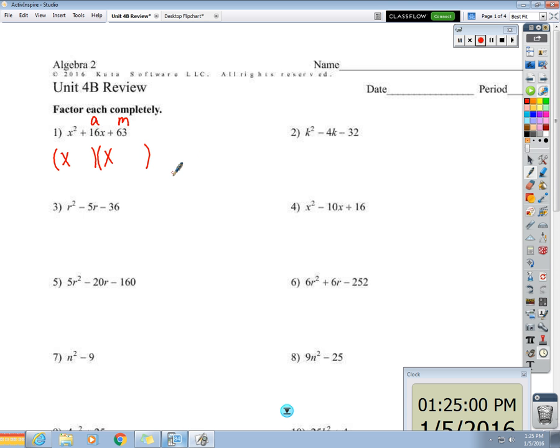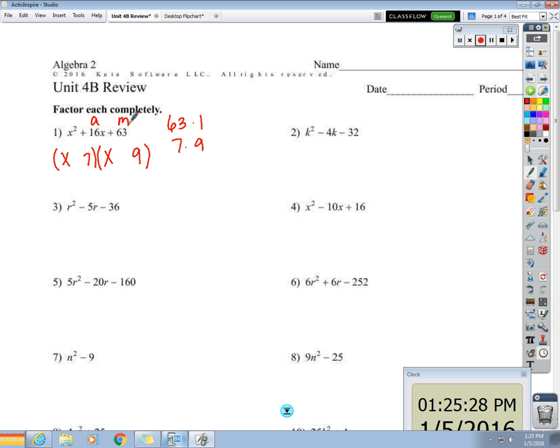So, what are some numbers that multiply to 63 besides 63 and 1? What are some other factors of 63? 8 what, though? 8 times 9 is 72. What? 7 and 9 multiply to 63. Could you get a 16 with a 7 and a 9? Yeah, 7 plus 9 is 16. So those are our numbers.